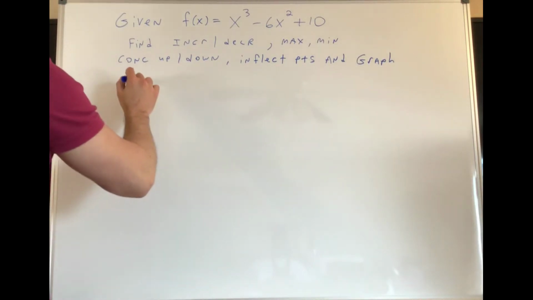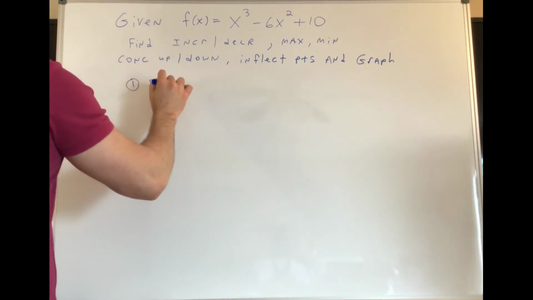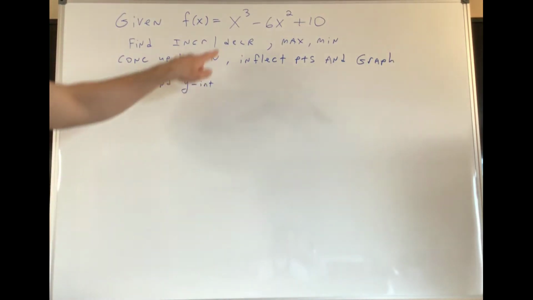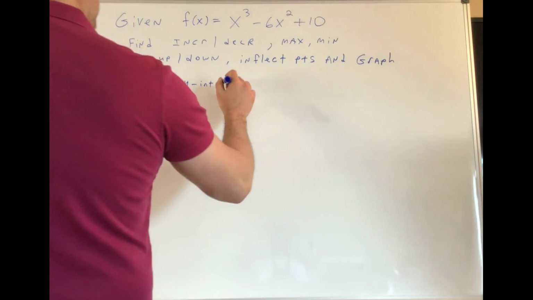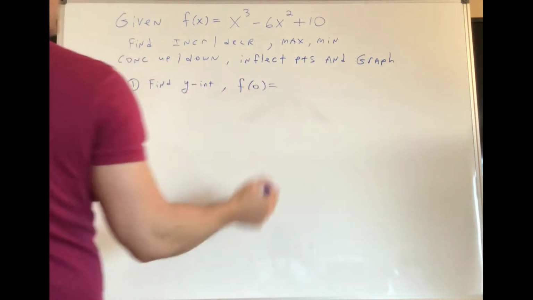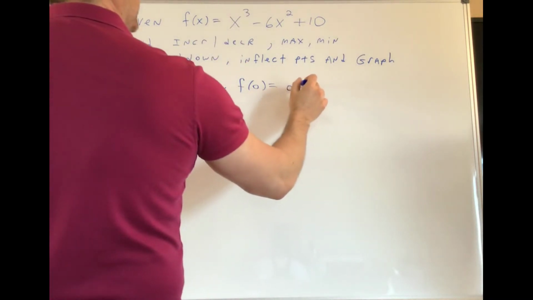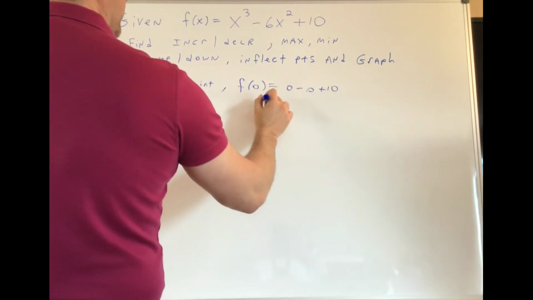The first thing you want to do, actually, is the easiest thing to do. I'm going to get a point for free. All I have to do is plug in 0 for x, and that tells me the y-intercept. So I'm going to take f of 0: 0 to the third, 0 times 0 times 0, is 3! So you got a free point for nothing.